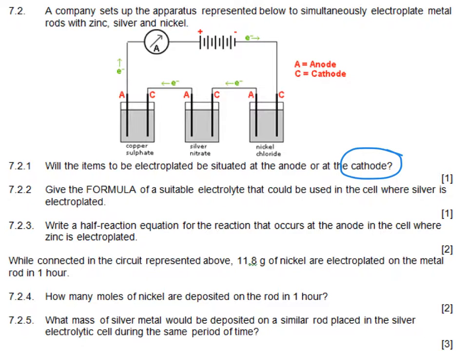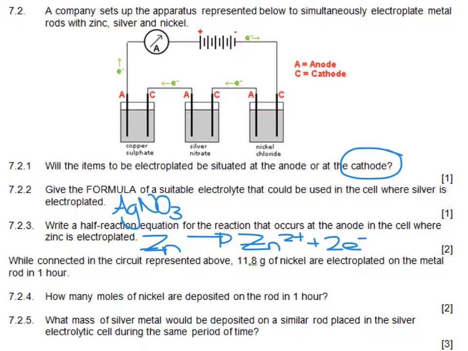Give a formula for a suitable electrolyte that could be used in the cell where silver is. Remember, I've told you always tell me the nitrate. So in this case, I'm going with silver nitrate. Write a half reaction equation for the reaction that occurs at the anode in the cell where the zinc is electroplated. So zinc is going to become Zn2+ plus 2 electrons. So that's where you're breaking up the impure zinc to make new ions.